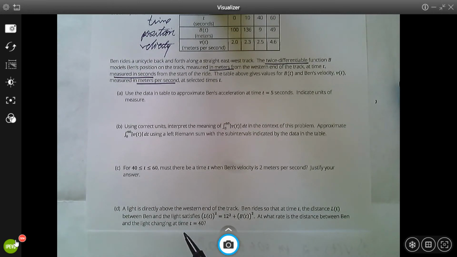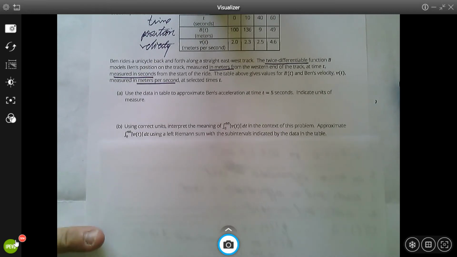All right, so part D again. A light is directly above the western end of the track. Ben rides so that at time t, the distance L of t between Ben and the light satisfies this relationship: L of t squared equals 12 squared plus B of t squared. At what rate is the distance between Ben and the light changing at time t equals 40?